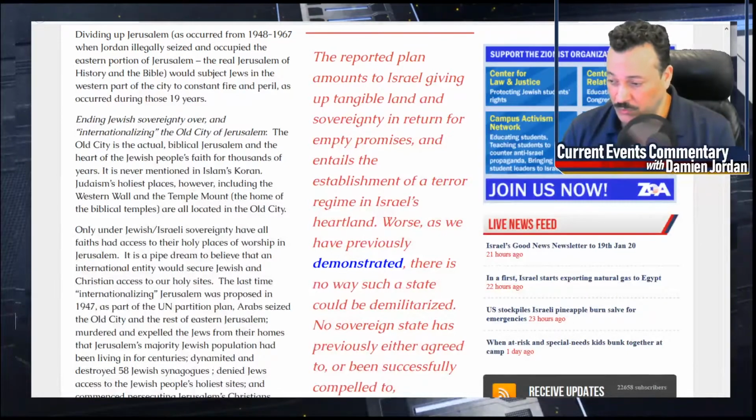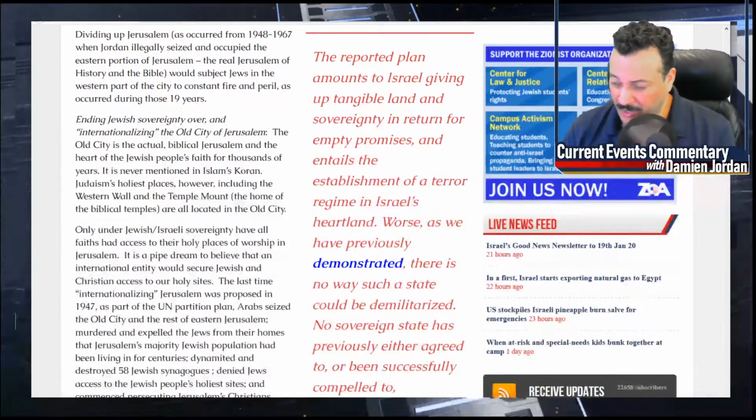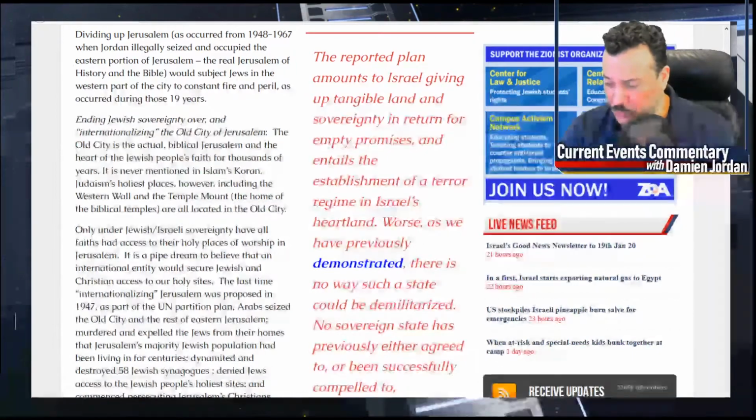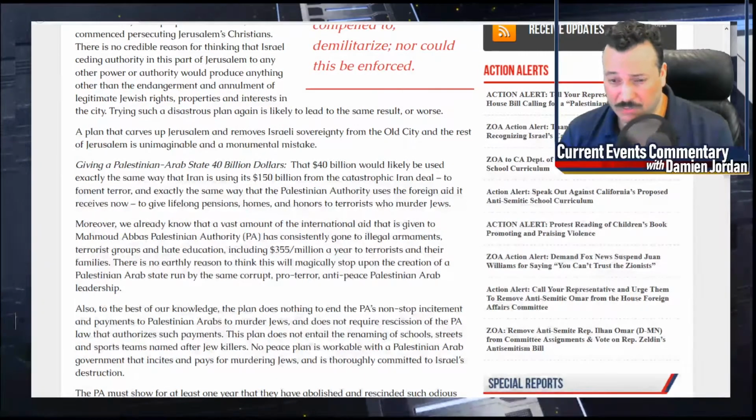Worse, as we have previously demonstrated, there is no way such a state could be demilitarized. No sovereign state has previously either agreed to or been successfully compelled to demilitarize, nor could this be enforced.